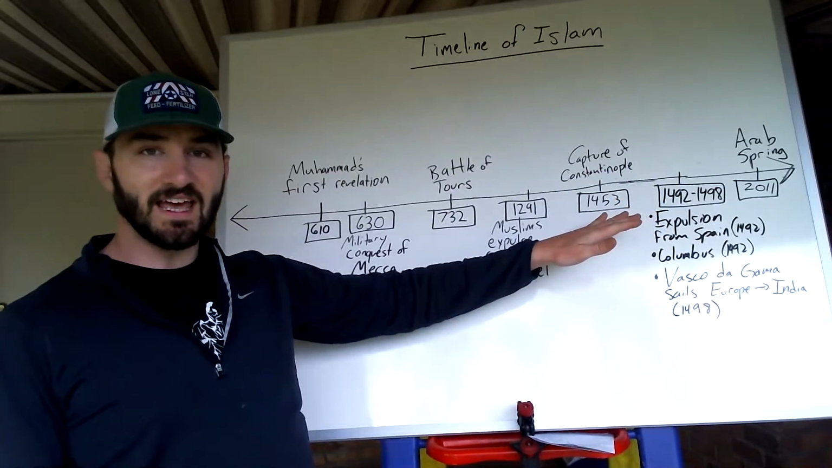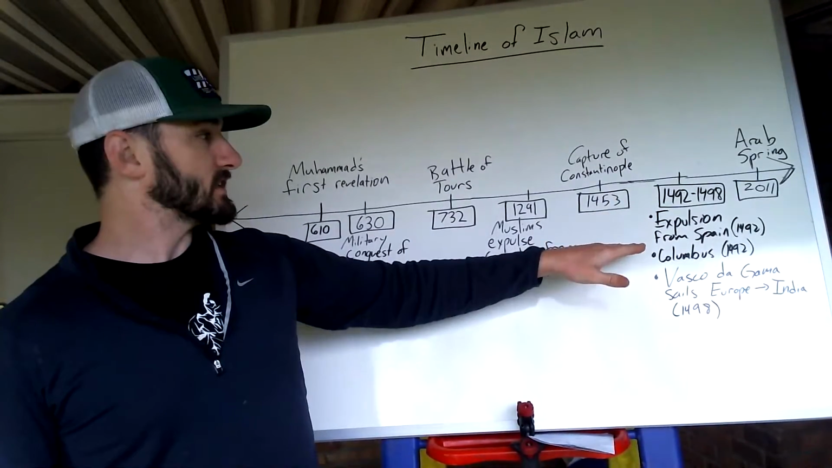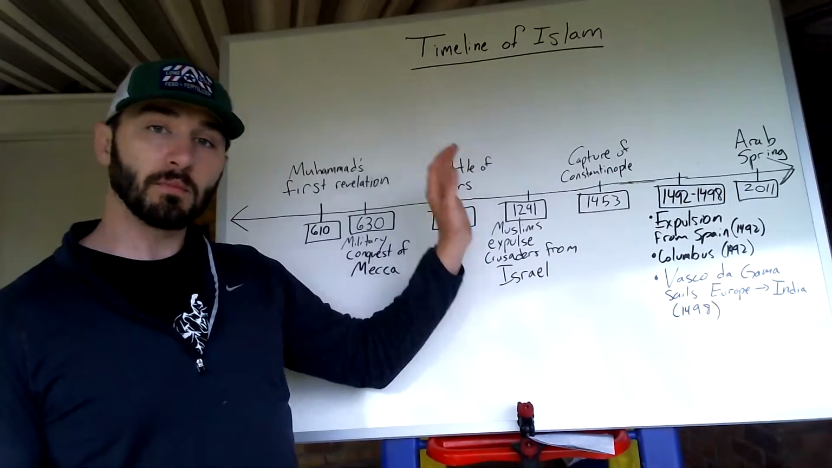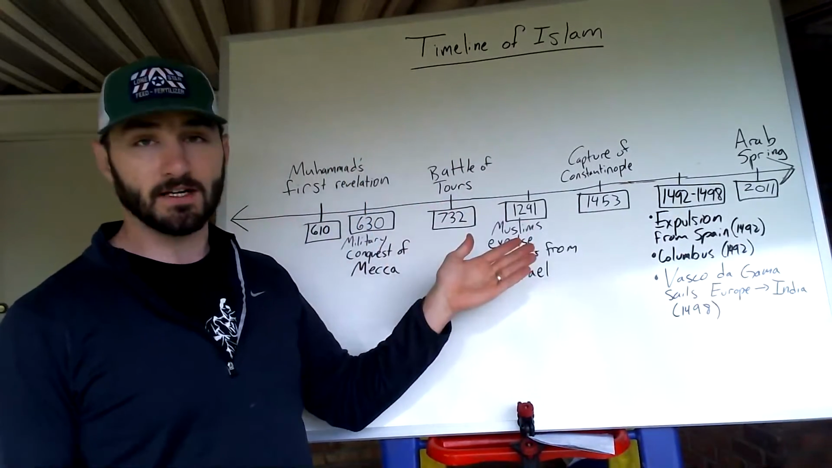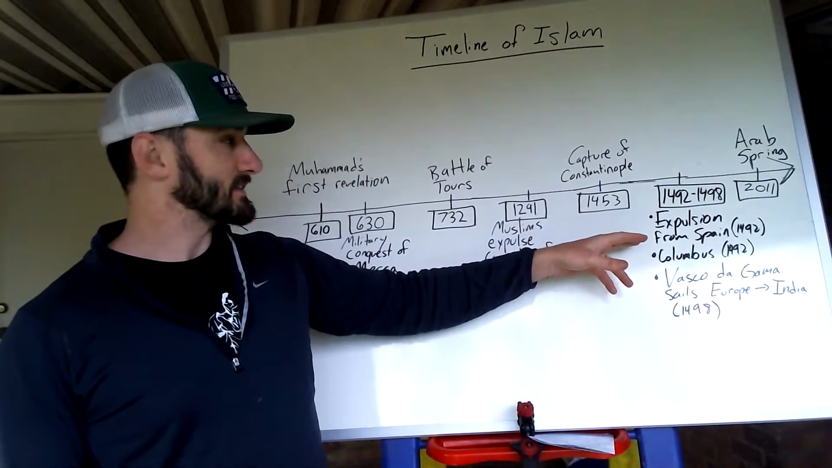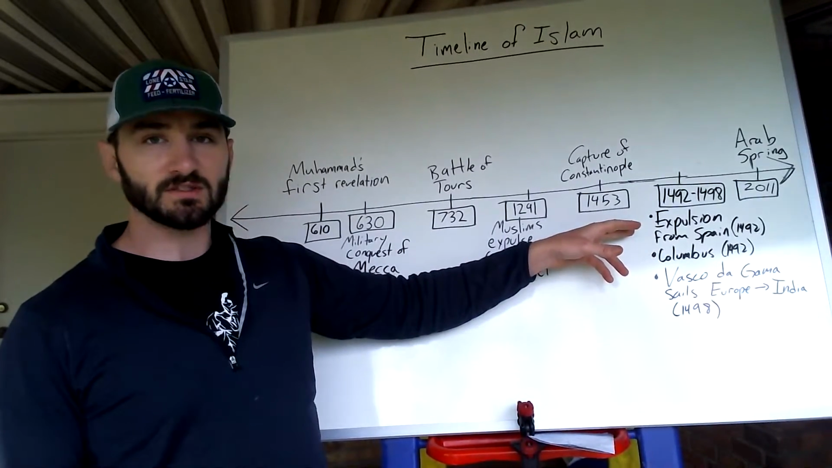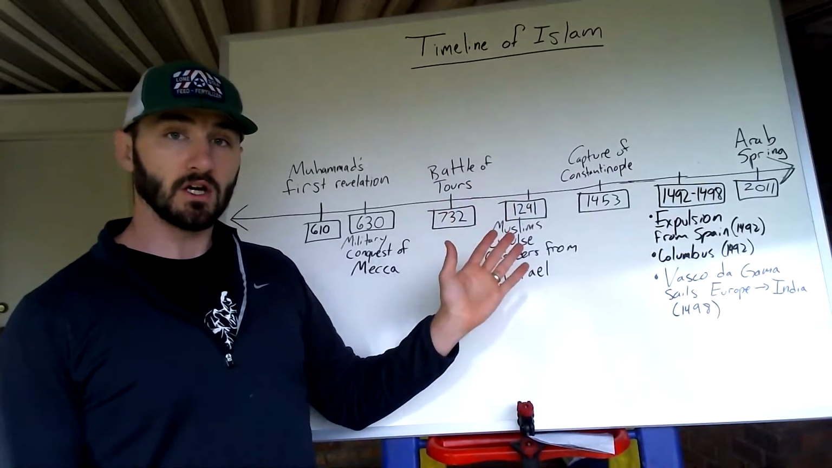1492 to 1498 was a very important time. In 1492, two huge things happened. The one we're most familiar with is the sailing of Columbus to America. The one we're less familiar with is that this is when Muslims were expelled from Spain. They were kicked out, along with Jews.